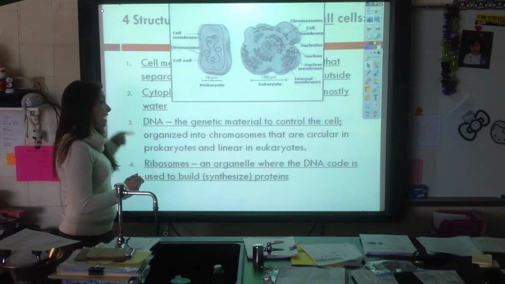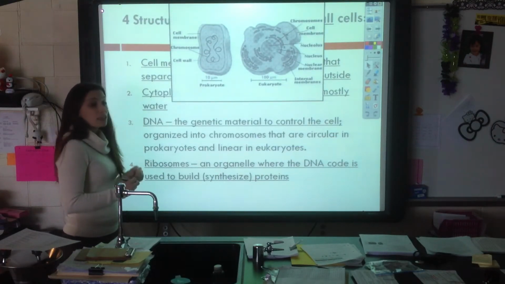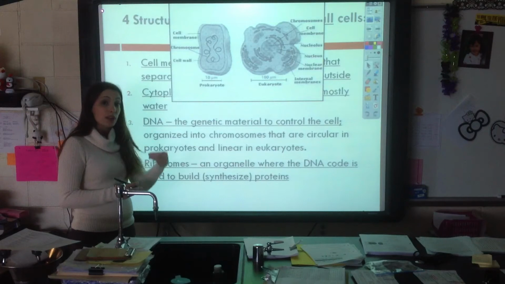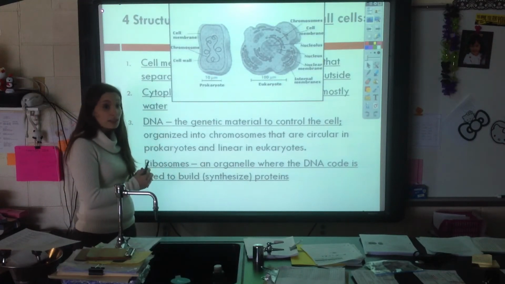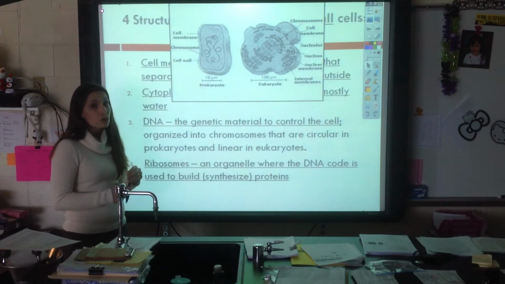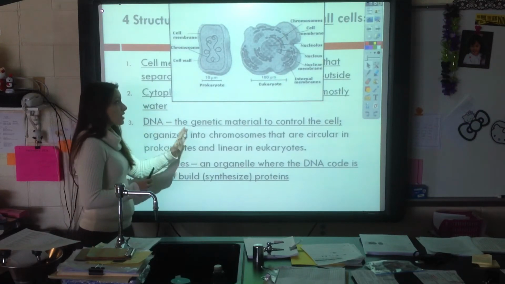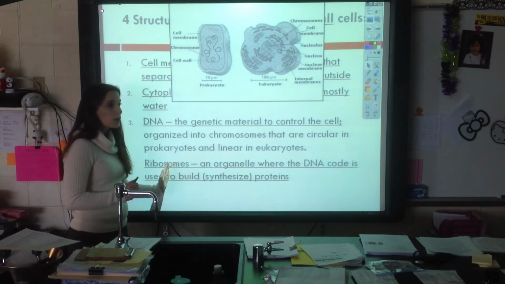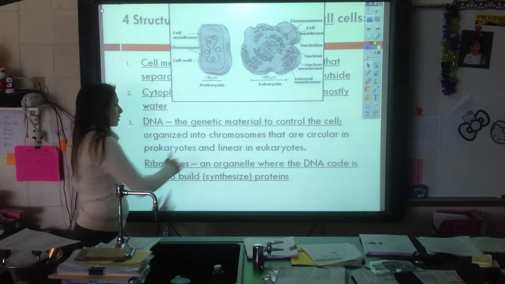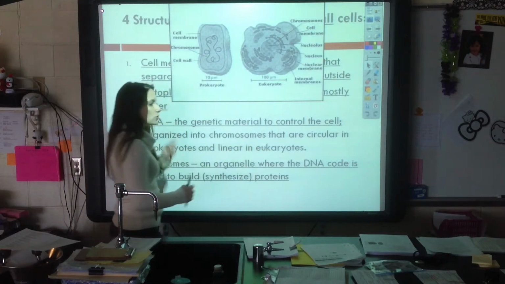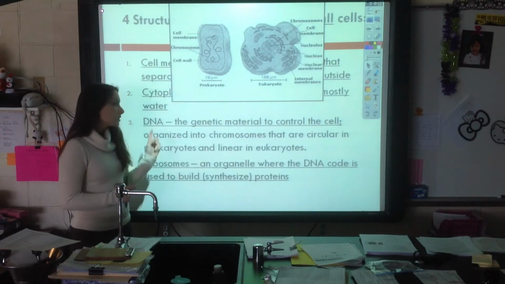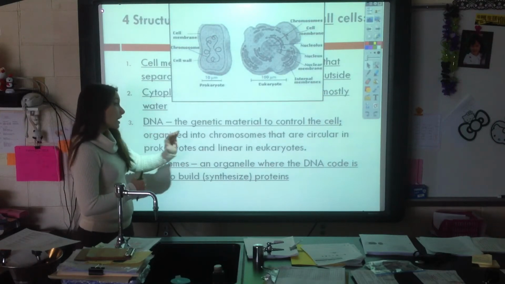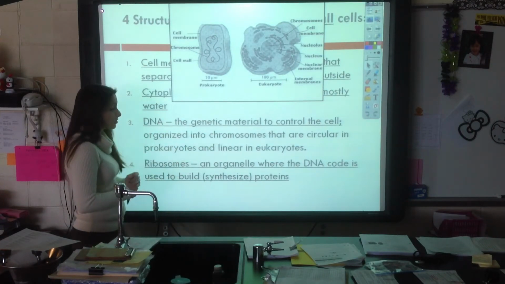Next we have DNA and ribosomes. DNA is the genetic material. We've already talked about this. Remember, DNA is made of nucleotides. We put those nucleotides together to form DNA, and that controls the cell. It's organized into something called chromosomes that are circular in prokaryotes and linear in eukaryotes. We're going to come back to that again, but we're introducing this idea that we have two different types of cells. These words will make more sense in just a minute. Some have circular chromosomes, some have linear chromosomes.